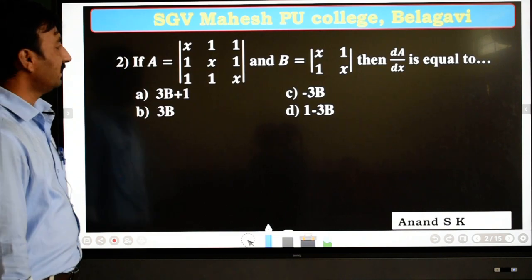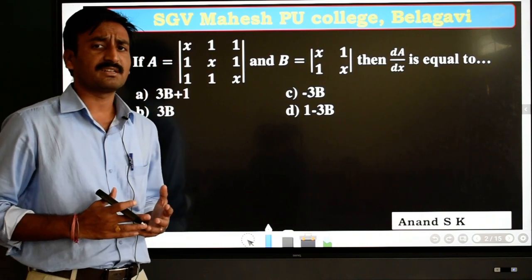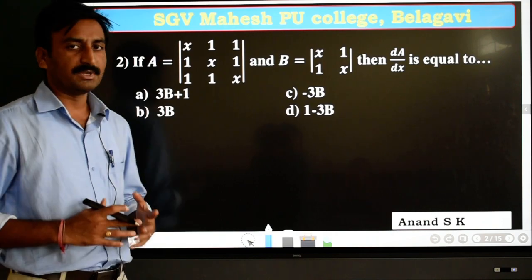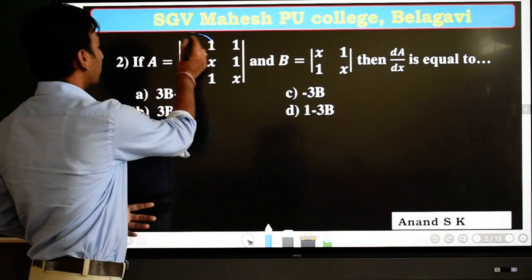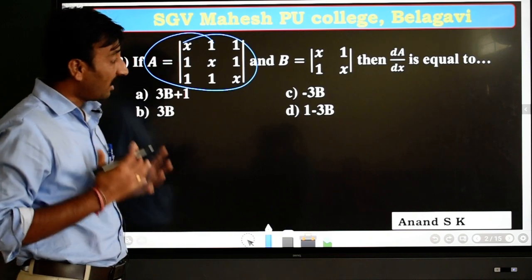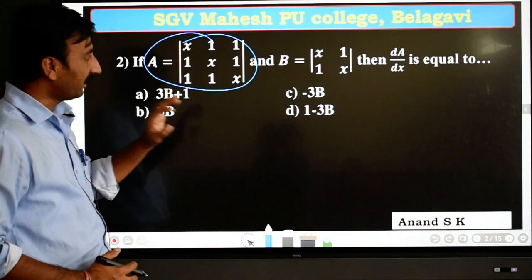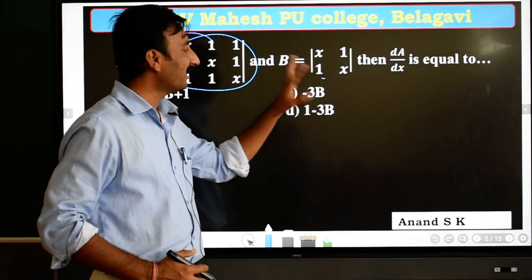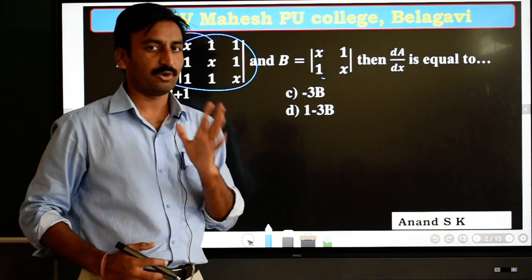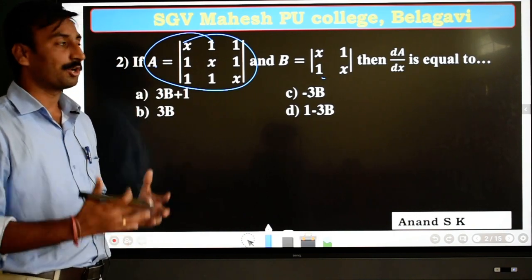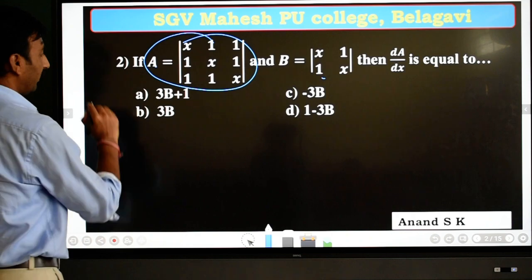This is very easy and there are 2-3 methods to solve these kinds of questions. The first one, the general method, is to solve this determinant and after that find its derivative with respect to x. Later on, find this determinant and just compare whether the answer matches or not. This is how you can do it. But today I am using another shortcut method, so look at this.